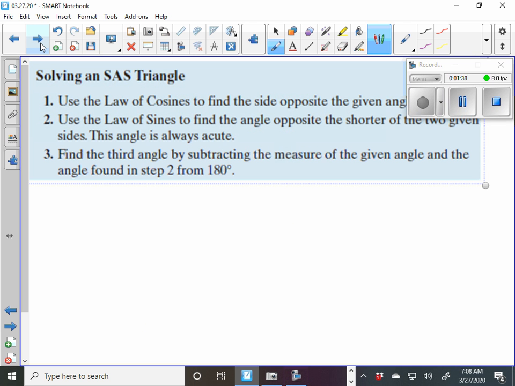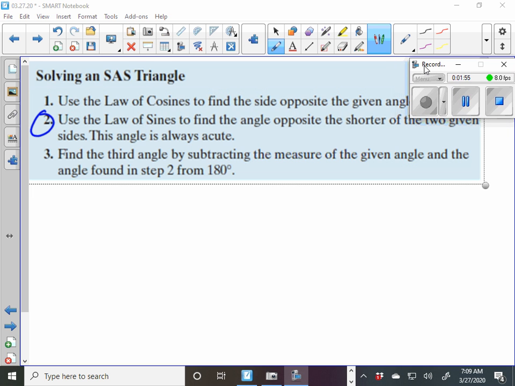All right, so there's a three-step process that Blitzer likes to have you think about. The number two is always the crucial one here. One, use the law of cosines to find the side opposite any given angle. And then two, use the law of sines to find the angle opposite the shorter of the two given sides. This angle is always acute. And then third, find the angle by subtracting the measures of the given angle and the angle found in step 2 from 180 degrees.